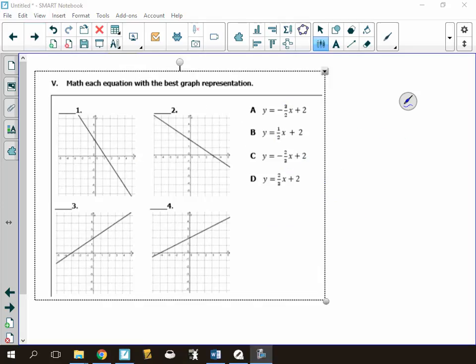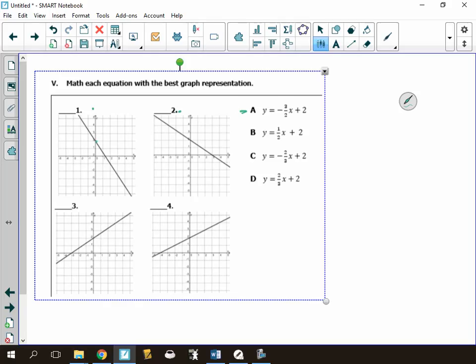All right, now we're getting into the multiple choice question. So this first one says, actually this is matching. Match each graph with its equation. Now we can't look at the y-intercept because all the y-intercepts are 2. But let's look at A. We know it's a negative slope, so it's either going to be number 1 or number 2.